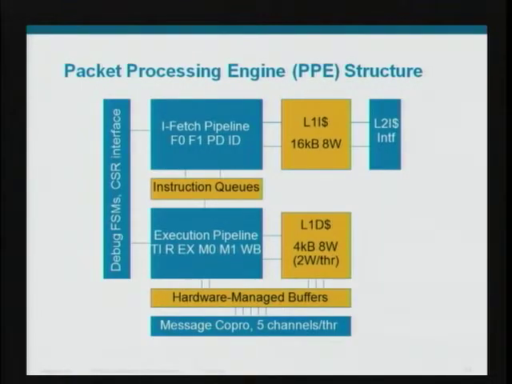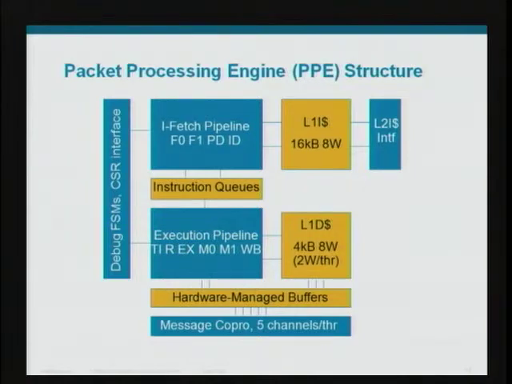Each of the packet processing engines is shown here. I'm not explicitly showing the threading in the picture. There's a 4-stage instruction fetch pipeline, and instruction queues that hold a sequence of partially decoded instructions for each thread. The execution pipeline includes a thread interleaver that does a cycle-by-cycle determination of whether a thread is runnable, then does a round robin over the runnable threads. Then read, execute, 2 additional cycles for memory operations, and a write back stage.